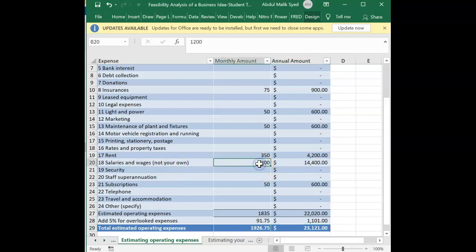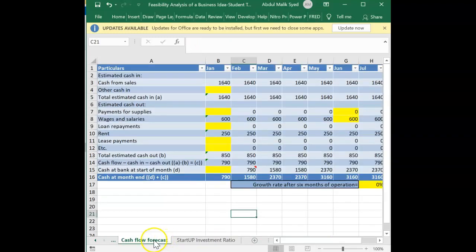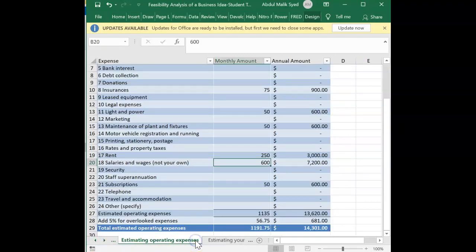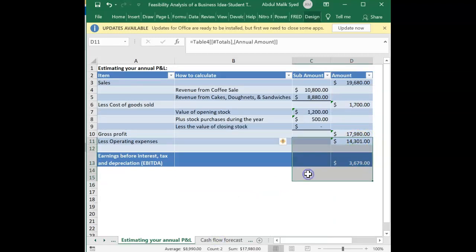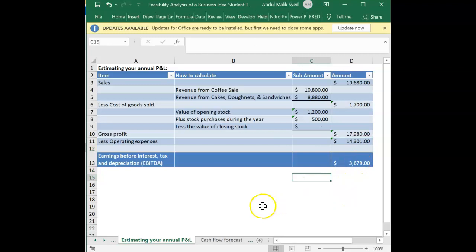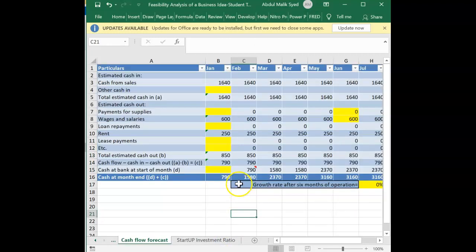Salaries also look to be heavy. Maybe we put it as 600. Rent looks to be heavy. Maybe we put 250. Okay, so 14,000. So you have a profit of 3679. So then, these are again projected directly.